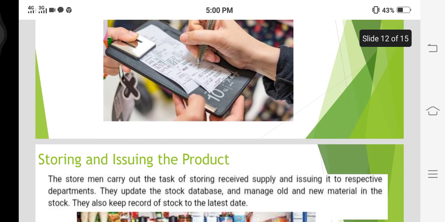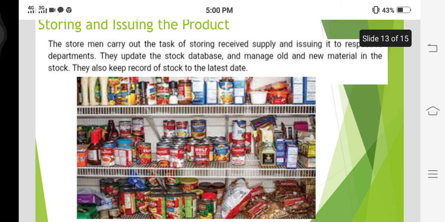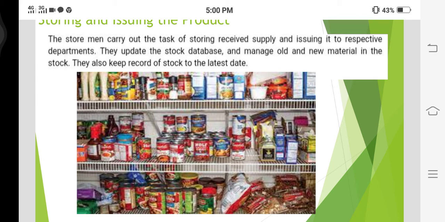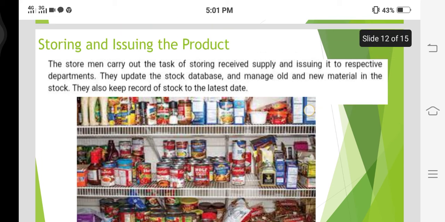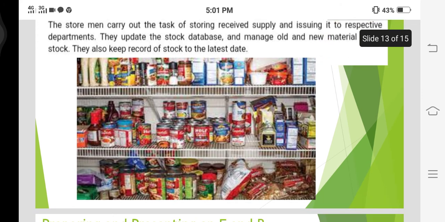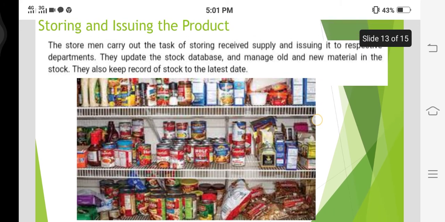Next is storing and issuing the product. The storemen carry out the task of storing, receiving, supplying, and issuing to the respective departments. They update the stock database and manage all new material in the stock. They also keep a record of stock up to the latest date. So storing and issuing the product is responsible for putting the product in a safe place, and distributing the product to a department, like in a restaurant, to make it available at all times.